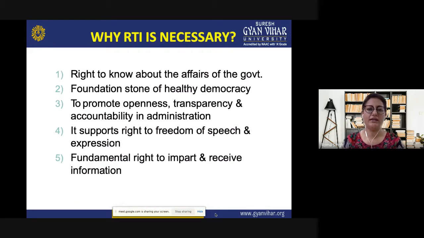So why is RTI necessary? Because the right to know about the affairs of the government is necessary for the citizens, and it will also lay a foundation stone for a healthy democracy. It will promote openness, transparency, and accountability in administration. It will support the right to freedom of speech and expression, and the fundamental right to impart and receive information will also be an important part.